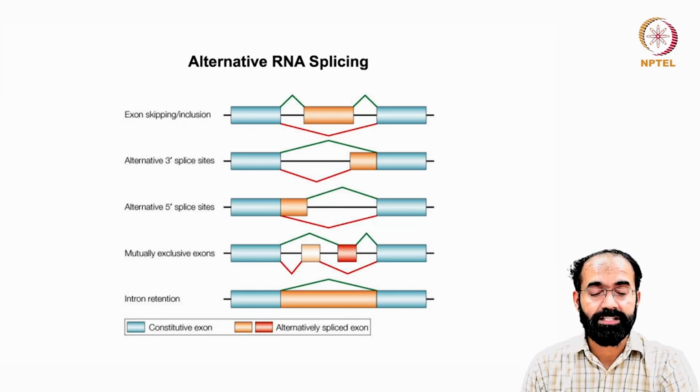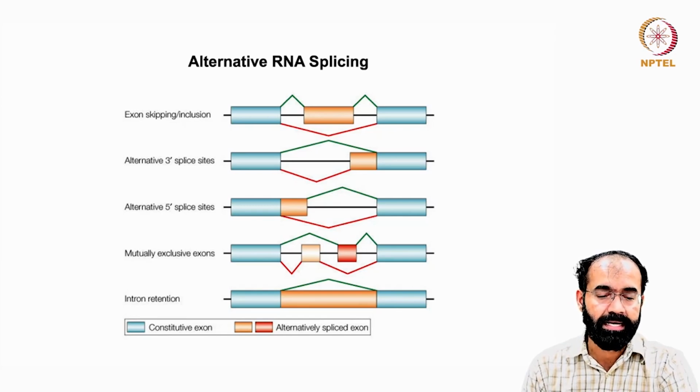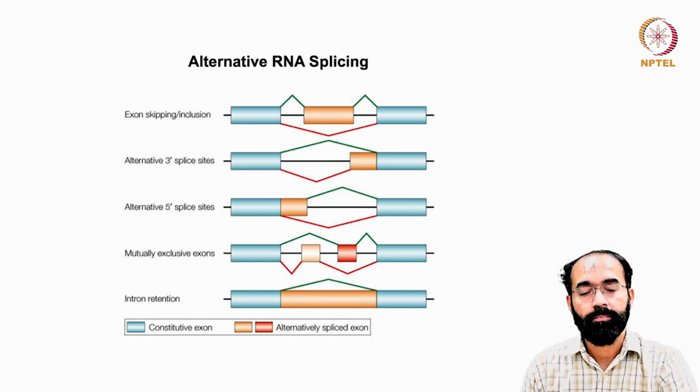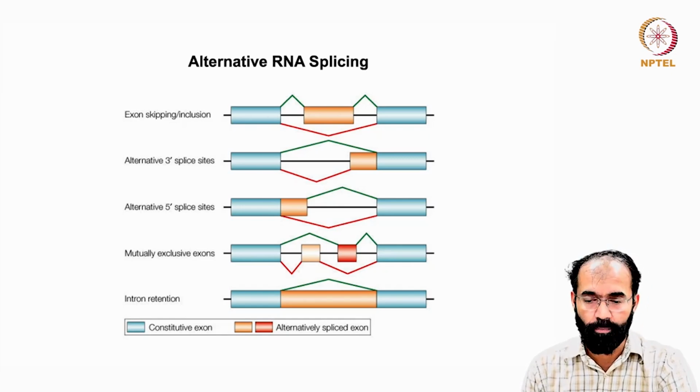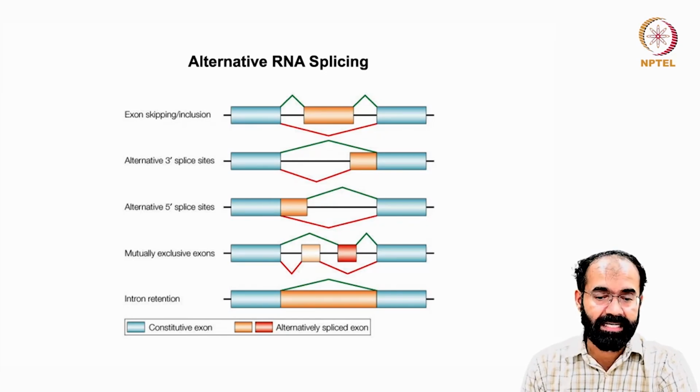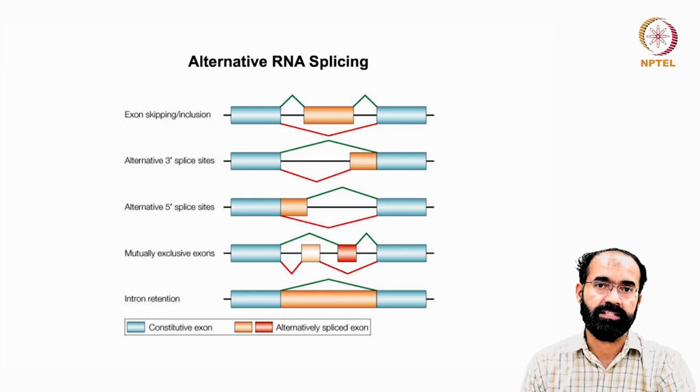Then intron retention: sometimes an entire intron, if it is a huge intron, will not be retained, but if it's a small intron, it can be retained. And this is how alternative splicing can function in different ways to bring in complexity. We will study in detail about the diversification of RNA in the next class. Thank you.